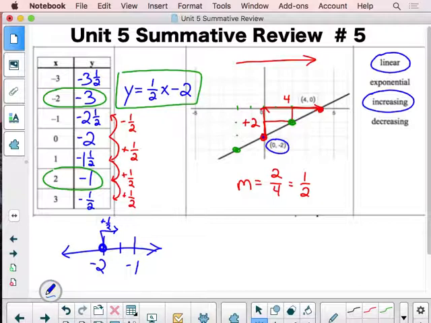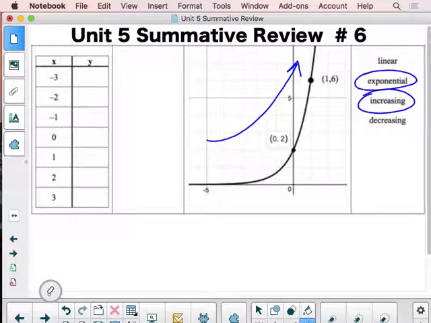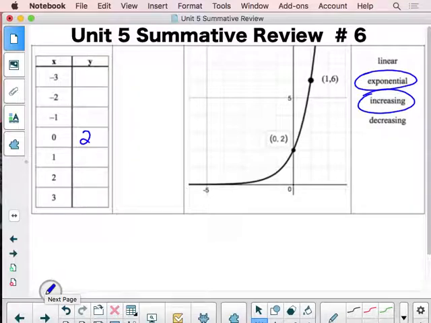All right, one more problem, number 6. Again, I think you can tell just by looking, this thing has got a curve to it, so it's going to be exponential. And since it is going up from left to right, it is increasing. So we've got that decided. Now let's fill in what they've told us. They've told us we have the point 0, 2 and the point 1, 6. Alrighty, now this thing's increasing and it's exponential.